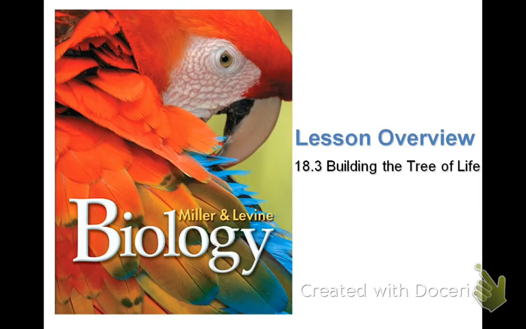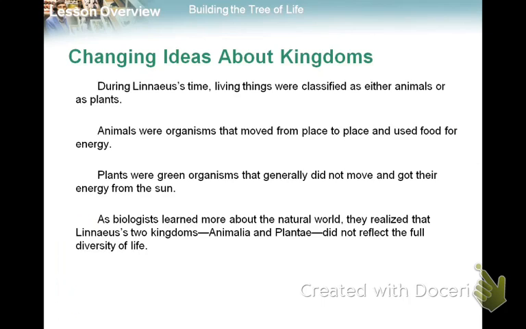We're going to go into how scientists do modern day classification, a little bit of history on how we got here also. Linnaeus classified things as either animals or plants. I think I mentioned that during class. Animals could move, used food for energy. Plants generally did not move, energy from the sun.